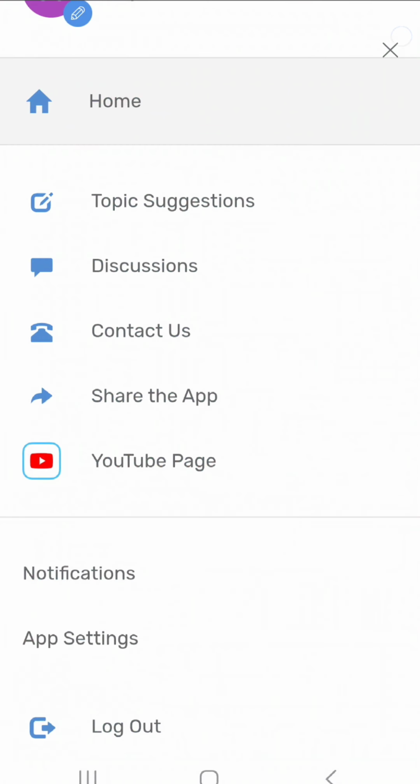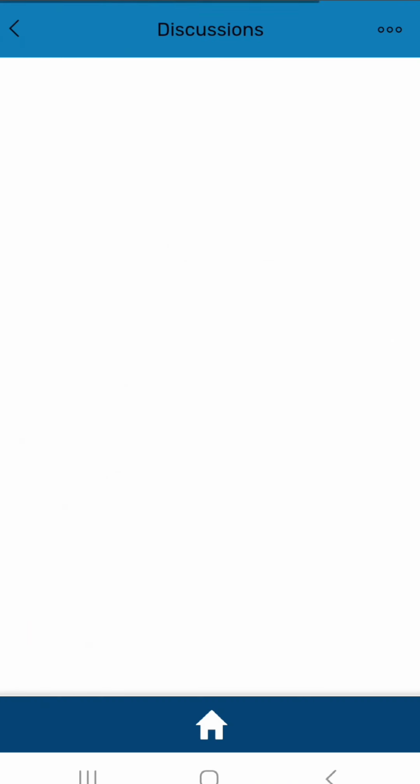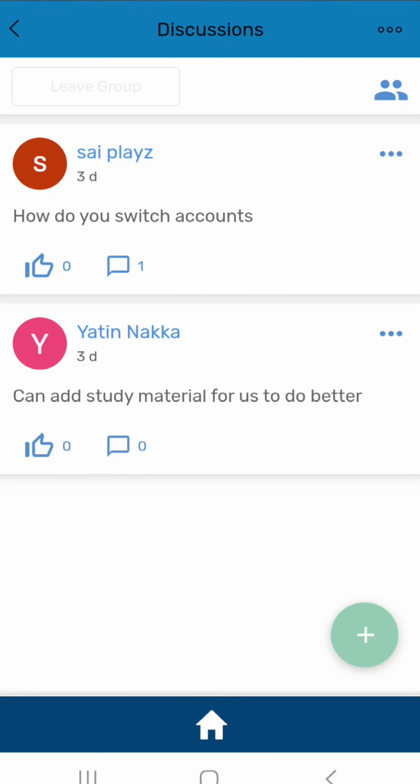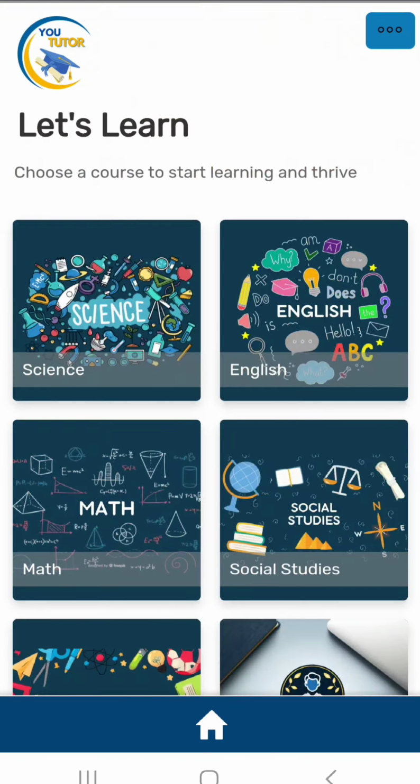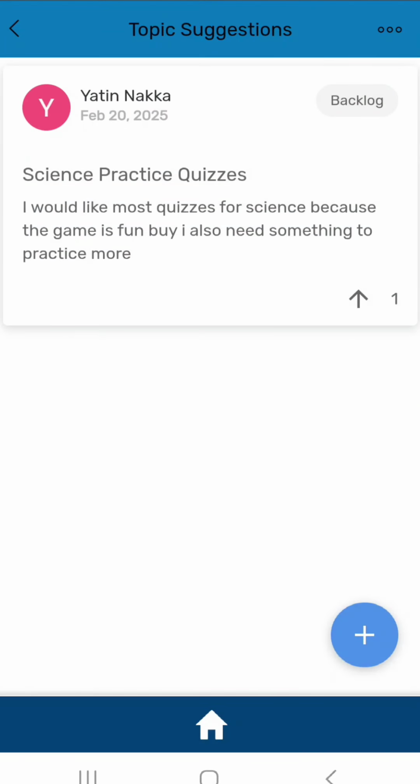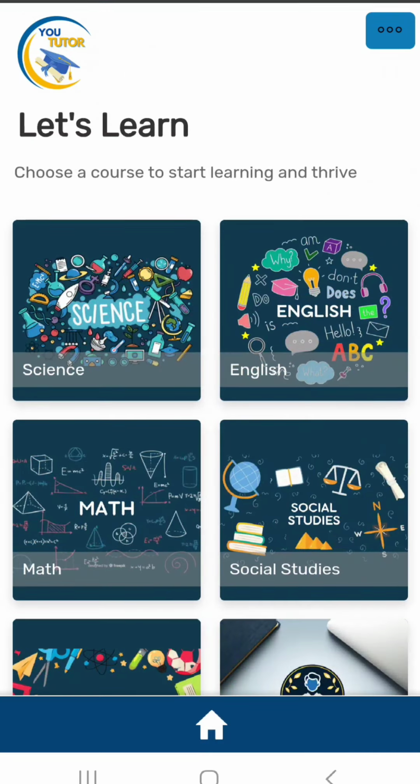And let's show you the key features we have. For example, I already showed you our discussions area, where we see how we do in comparison to other students across the world. We also have a topic suggestions area, where we could directly contact the co-founders of the app to help the app have more concepts and topics to cover in the future.